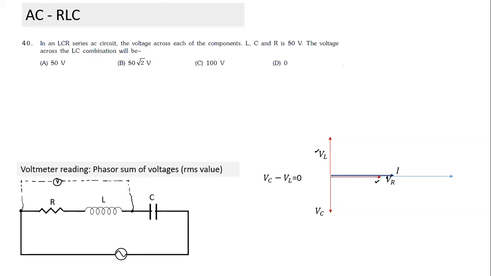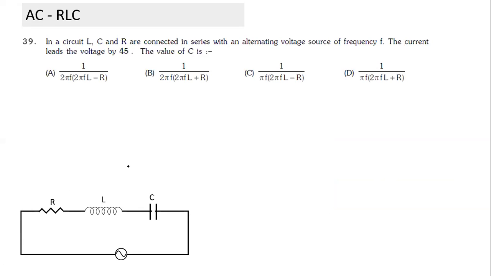What will be the sum of these two? VR and VL are both 50. What is the sum of the two? Do we take it as 100 or do we take the phasor sum here? Phasor sum. So what is the phasor sum of these two? The phasor sum will be equal to 50 root 2. Is that difficult to figure out? No, it's not. All we need to keep in mind is that the voltmeter reading indicates the phasor sum of the voltages across the elements it is connected to. Okay. Let's come to the next question.